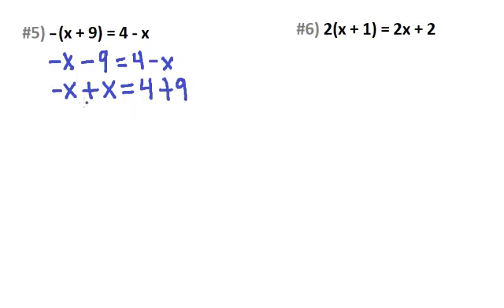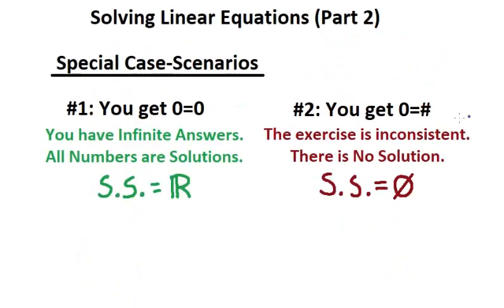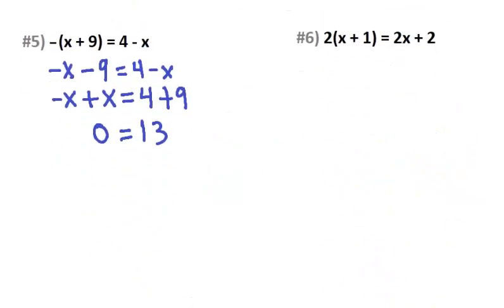Then we perform operations. Minus x plus x will be 0. I'm not going to put 0x because 0 is 0. I just put 0 as an answer. 4 plus 9 is 13. Now, do you see that I got 0 equals a different number? What did we do in that case? When we get 0 equals a number, we know that there's no solution, and we write that to explain that there's no solution. Yes? Because the exercise is inconsistent.